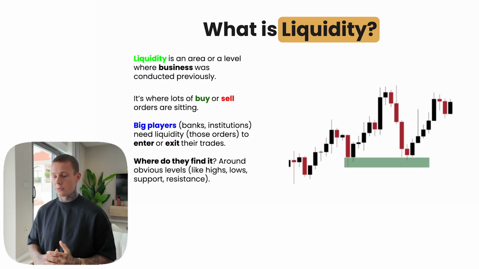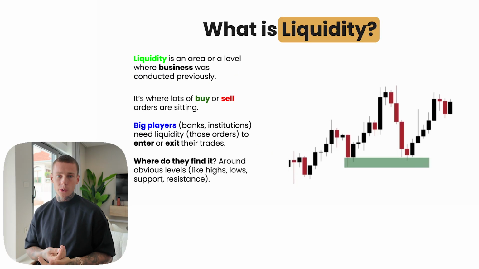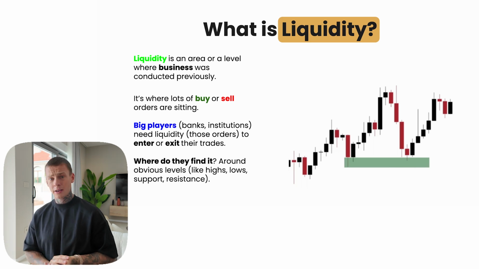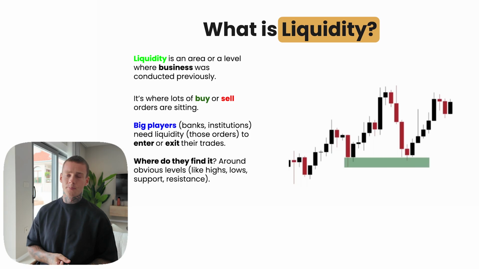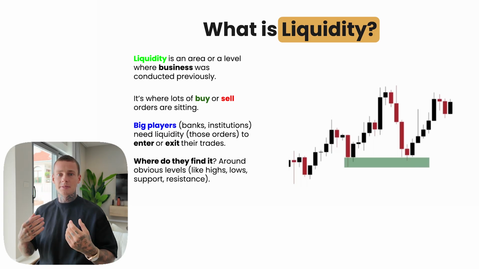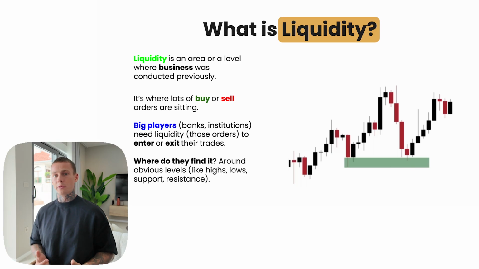First, what is liquidity? Liquidity is an area or a level where business was previously conducted, or it's where lots of buy and sell orders are sitting. What's important to understand here is that liquidity is not just highs and lows. Liquidity is support levels, resistance levels, supply and demand zones, trend lines, equal highs, equal lows, significant highs and lows, basically anywhere where there is money sitting above or below.